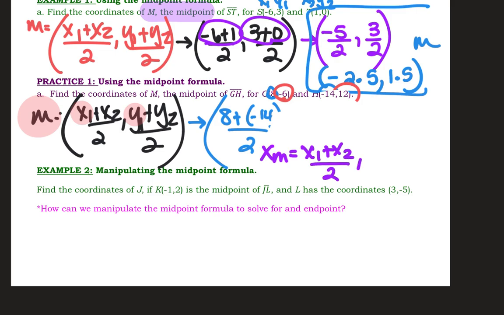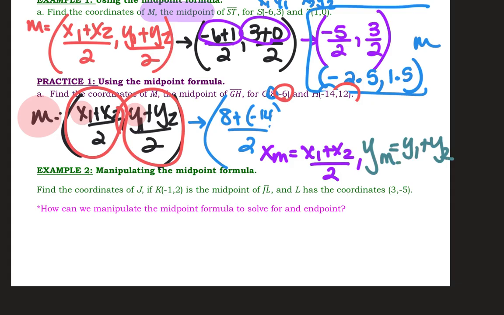So all you're doing is you're going to split up these two equations. You're splitting them up, and you're telling me that it equals an exact coordinate or the value of the coordinates of the midpoint. So then here we're going to have ym equals y1 plus y2 divided by 2. And this is only when you're looking for an endpoint. That's the only time you do this. You do not have an endpoint.